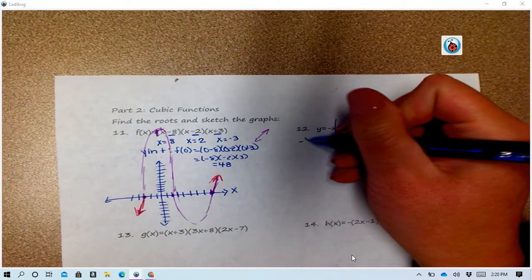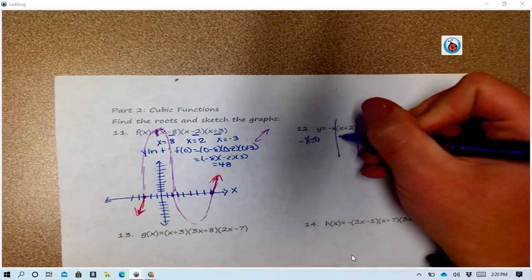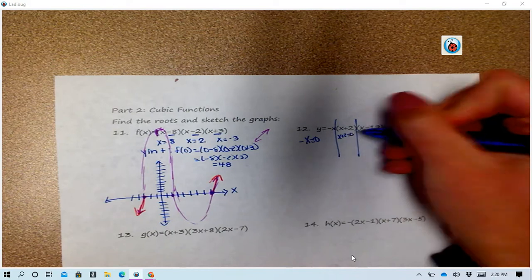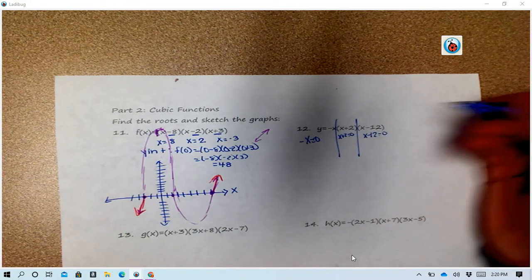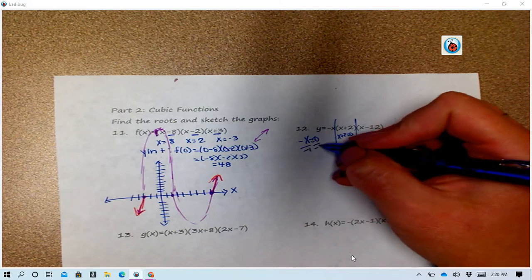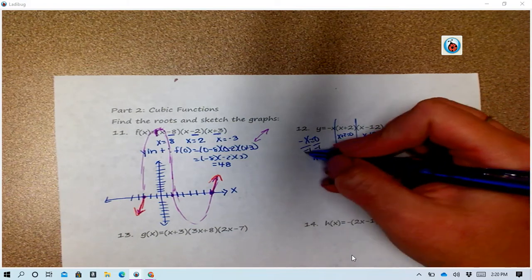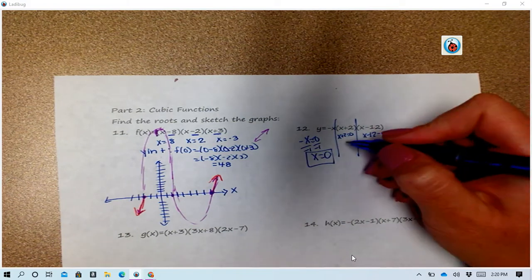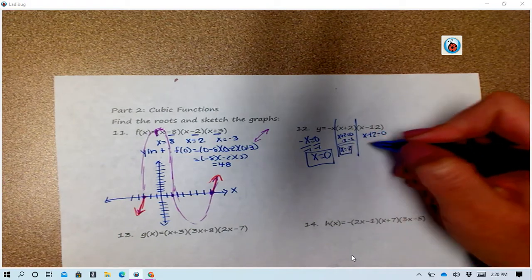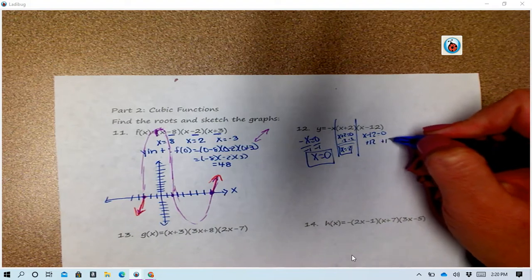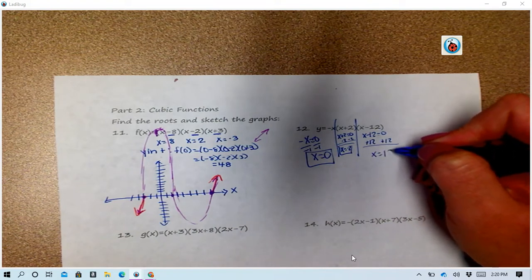So I'll do this one the long way. So -x equals 0, x plus 2 equals 0, x minus 12 equals 0. So divide by -1. One of our roots is x equals 0. Subtract 2 on both sides, x equals -2. Add 12 on both sides, x equals 12.